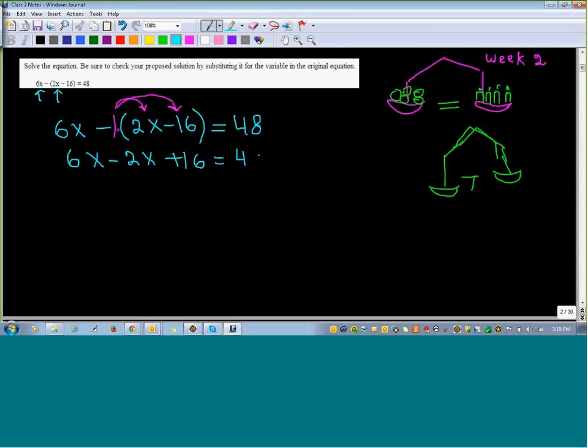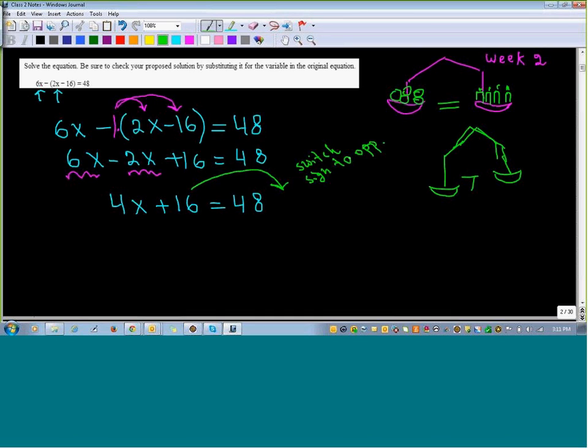Now, combine like terms, and this 6x and -x are like terms. So 4x plus 16. And we don't add or subtract on both sides. What I do is I move from one side to another, and when jumping from one side to another, guys, always switch the sign to the opposite. Positive 16 becomes a negative. Switch sign to the opposite. That's all.